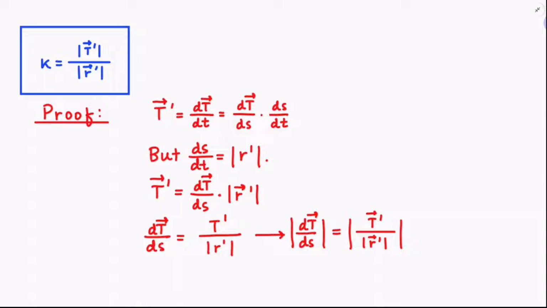But T prime is a vector, and the length of r prime is just a constant. So if I'm taking the length of that vector, that's just a vector divided by a constant, which is equivalent to taking the length of the vector and dividing it by that constant. And also, the length of dT/ds is the definition of curvature. So that's why the length of T prime over the length of r prime works: it's really because of the chain rule.